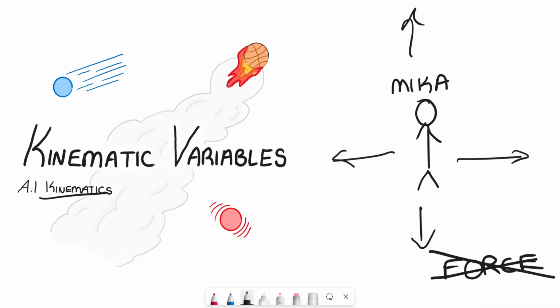What are the quantities? That would be things like distance, displacement, speed, velocity, and acceleration. Now those 5 variables that I just mentioned are collectively known as the kinematic variables. So that's just what we're going to be going through today.